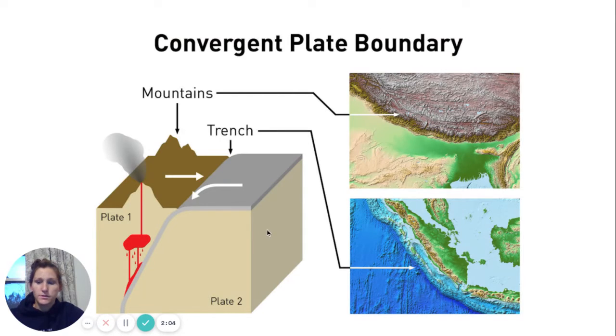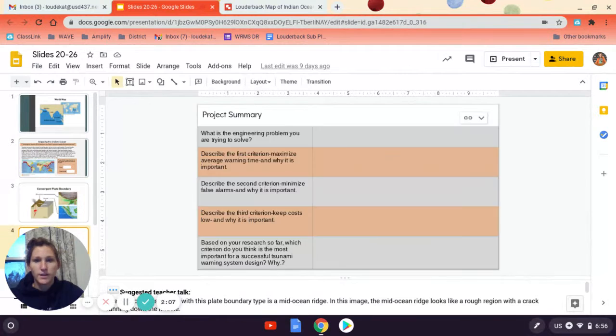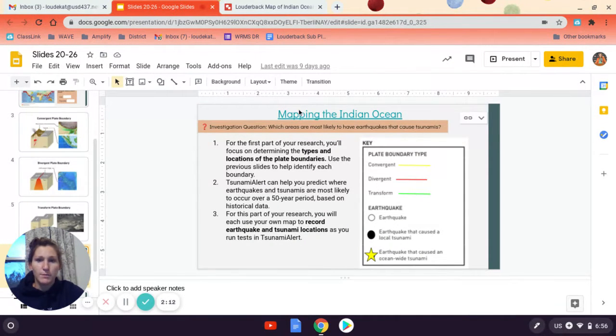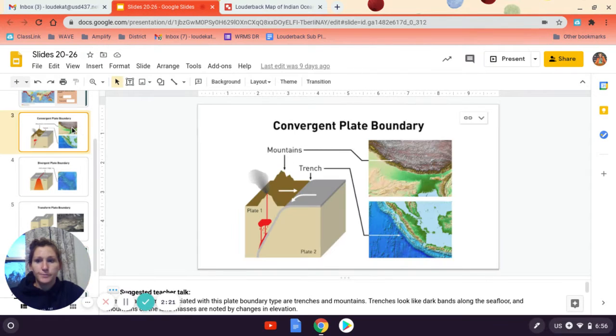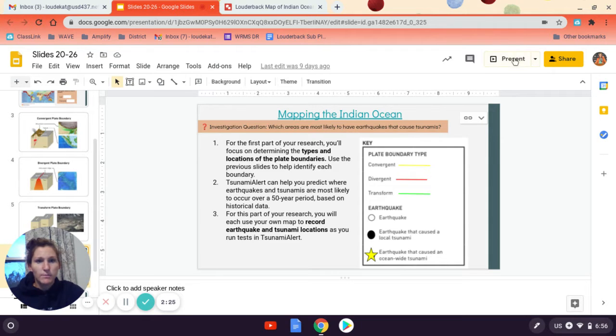So what we're going to do today is we are going to be labeling the convergent, divergent, and transform boundaries within our map of the Indian Ocean. So the first thing we're going to do today is understand the 3 boundaries and then map them on the Indian Ocean. So to open up our Indian Ocean, you do need to be in presentation mode.